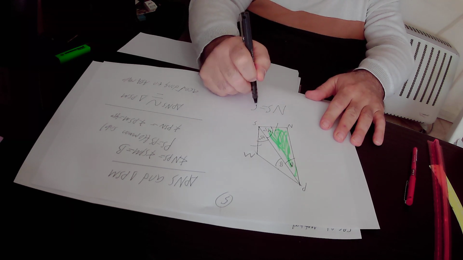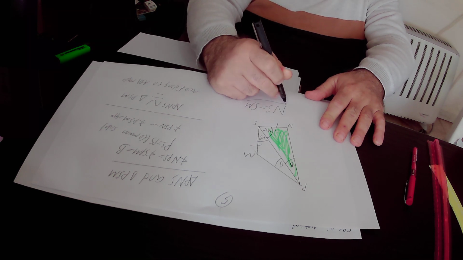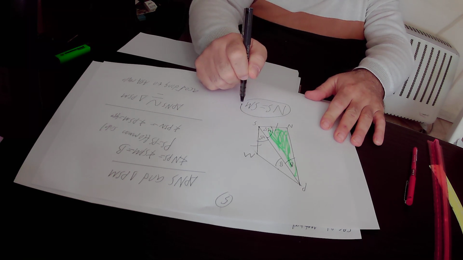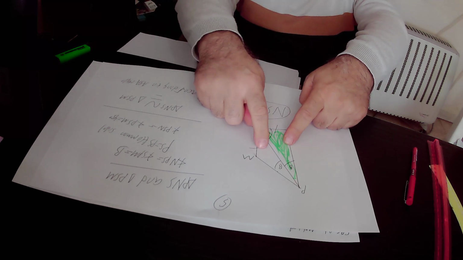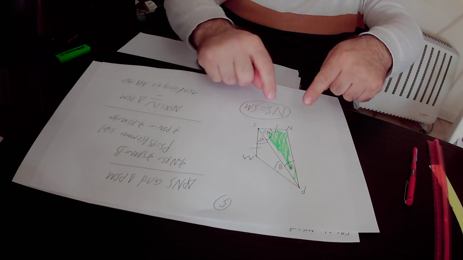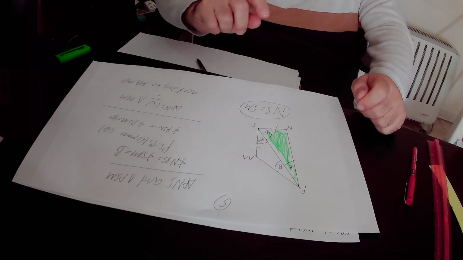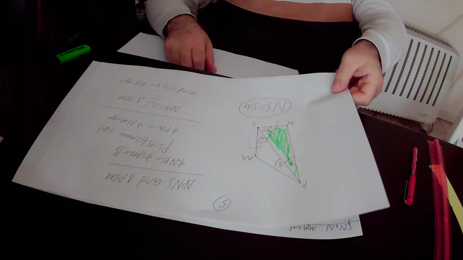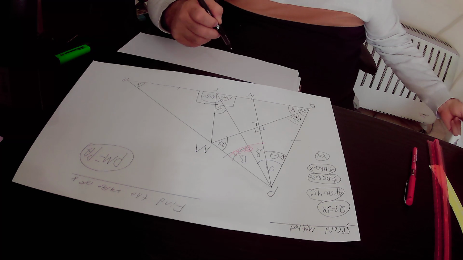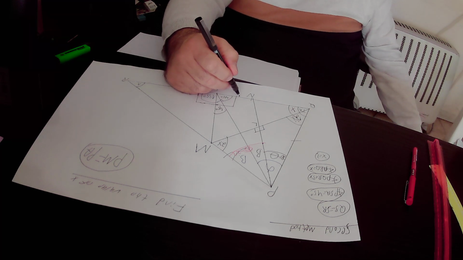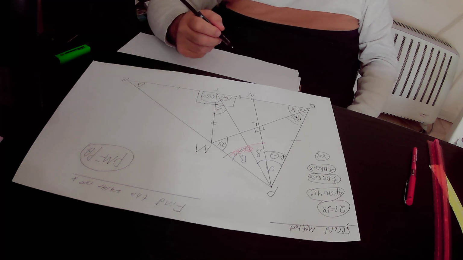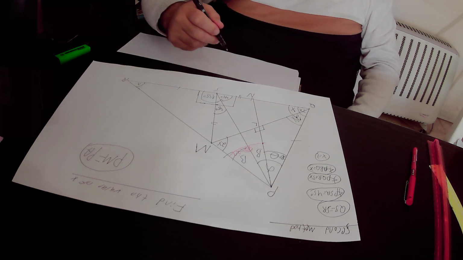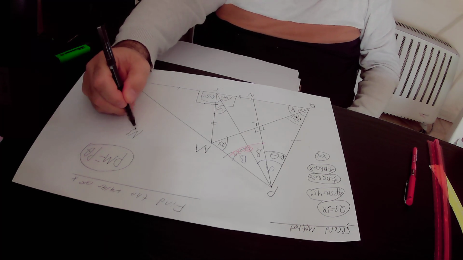NS equals SM, according to the rule that corresponding sides in congruent triangles are equal to each other. Those two triangles are congruent to each other, therefore the corresponding sides, that is to say NS and SM, will be equal to each other. So NS equals SM. You can write here that NS equals SM.